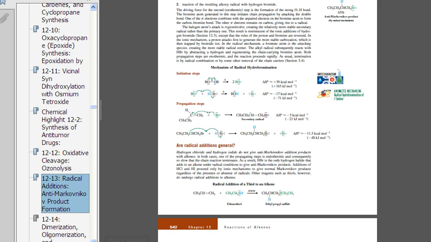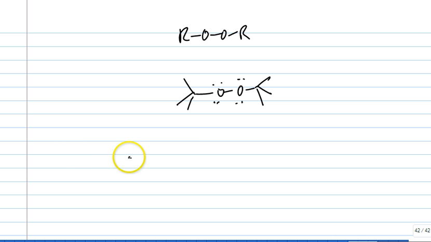Sure. There are two anti-Markovnikovs that add across a double bond that you need to know. One is the hydroboration. We talked about that one. This is the other one. Which one do you want me to use? ROR is fine. I just couldn't remember.